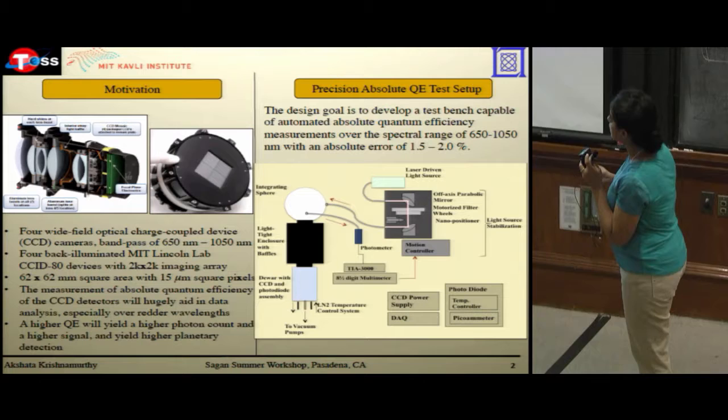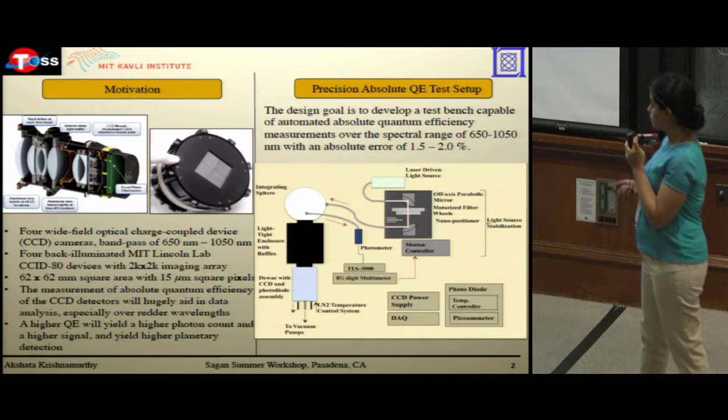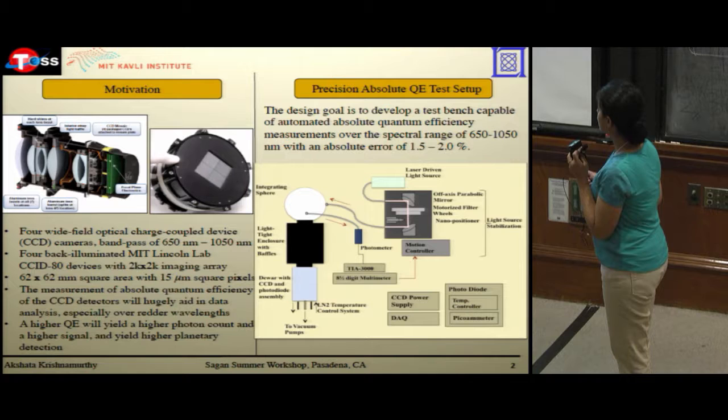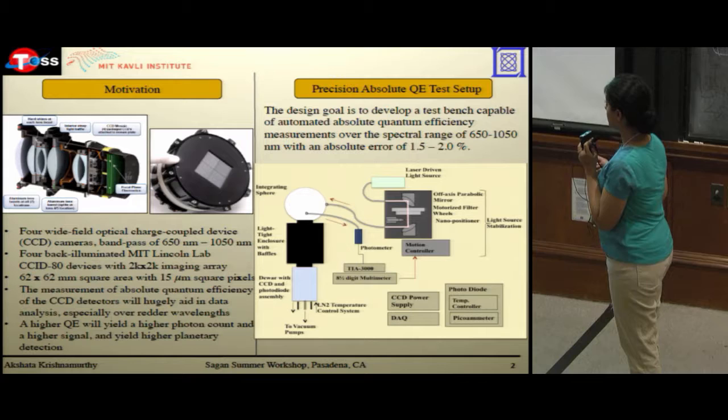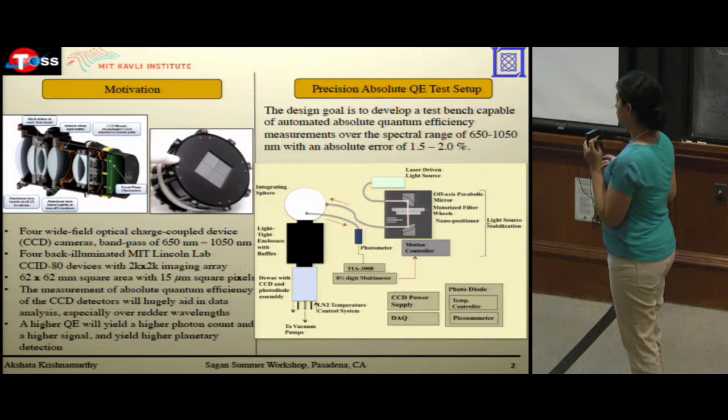Here we see the TESS camera assembly. So TESS will employ 4 wide field optical CCD cameras with a bandpass of 650 to 1050 nanometers. What we see here right next to it is the CCD mosaic with 4 back illuminated MIT Lincoln Lab CCID 80 devices, and an engineering device. This is what I will be characterizing and also measuring the quantum efficiency using this test bed.